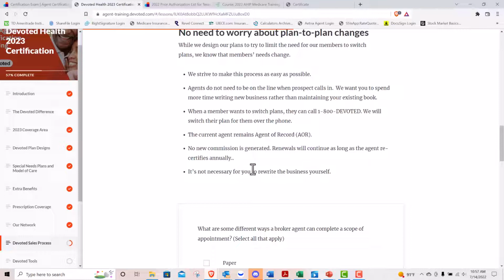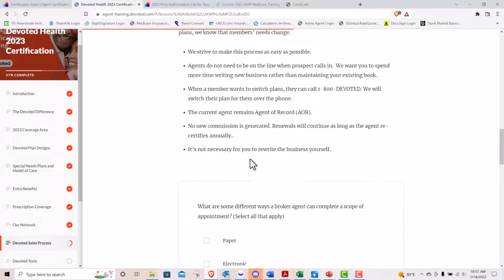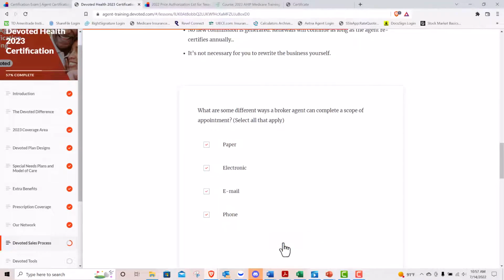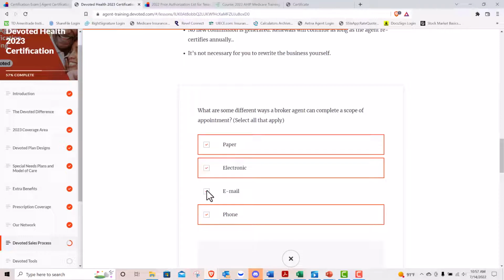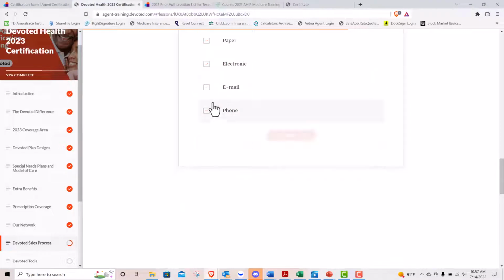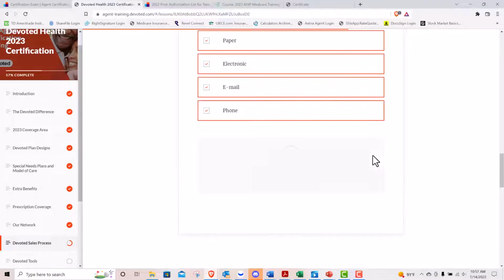Oh look, even if they call in to the Devoted line, they can switch plans, and the current agent who initially brought them over will remain the agent of record. So that's pretty good. Paper, electronic, just not email, I think. Let's see. Oh, email was correct. All right, so I guess, oh, scope of appointment. I thought it was application. Okay. Take it again. It was all of them. There we go. Submit there.